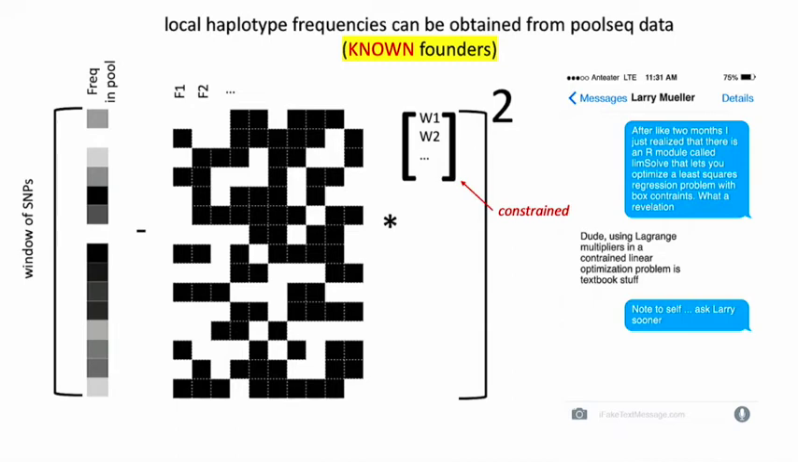People that do statistics for a living just know about this, and I struggled for several months before I figured it out on my own. I had a conversation with my great colleague, Larry Muller, where I discovered this R module called limsolve that lets you optimize least squares with box constraints, and it was a revelation. And he said, dude, using Lagrange multipliers in a constrained linear optimization problem is textbook stuff. Note to self, talk to a statistician sooner, right?